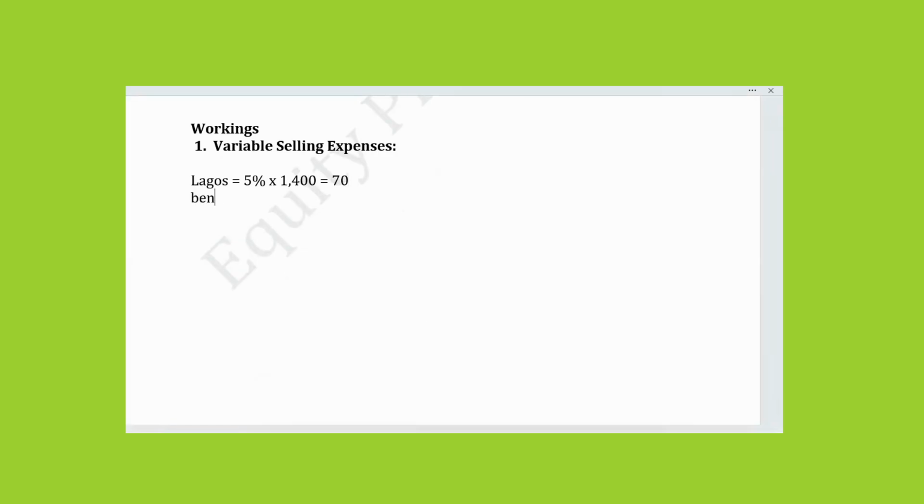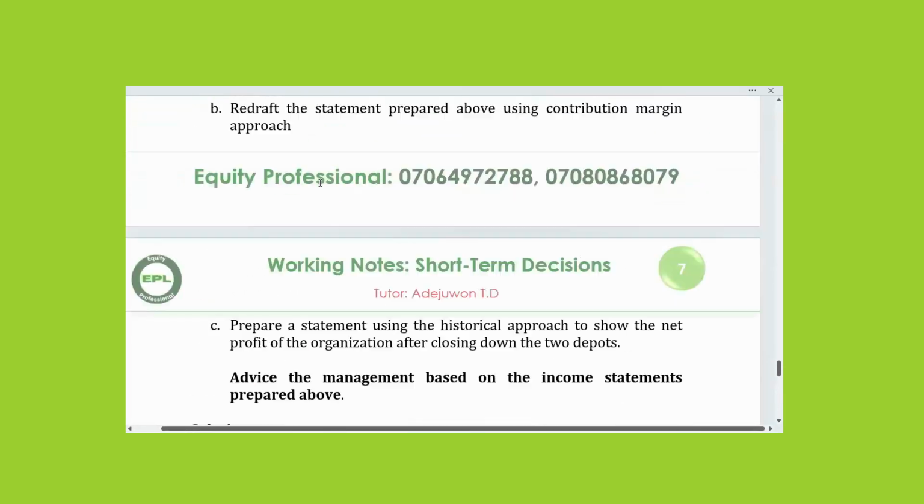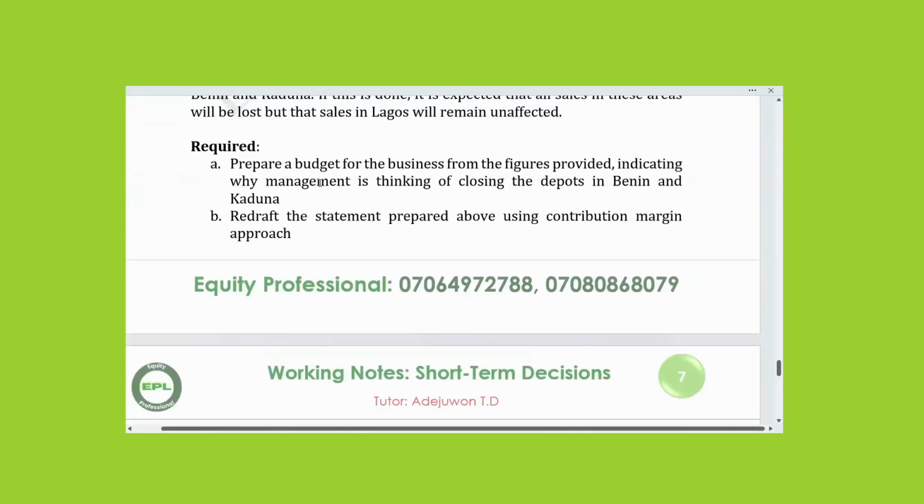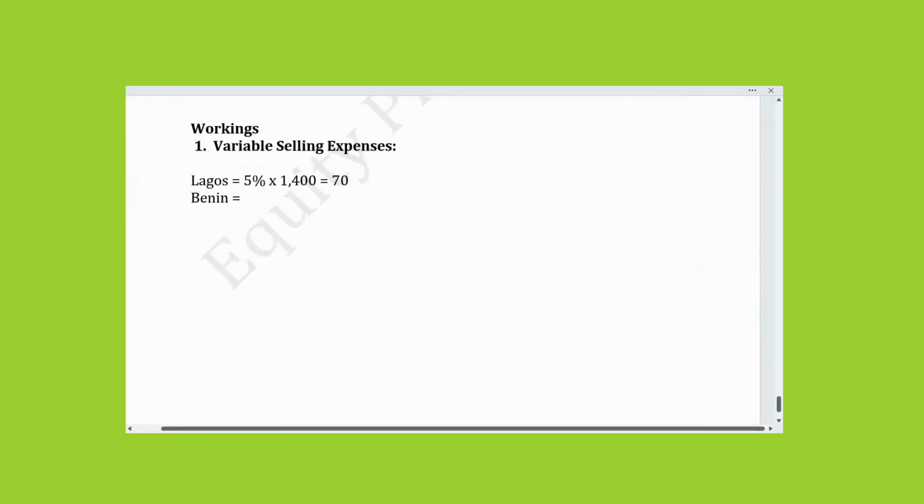Then for Benin, that's 32. I think that's 8%, right? Yeah, 8% multiplied by 400. That's 32. Then for Kaduna, that's 20. Kaduna is 10% of 200. That's 20. So total would then be 122.